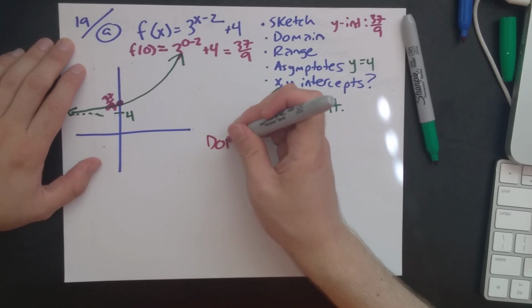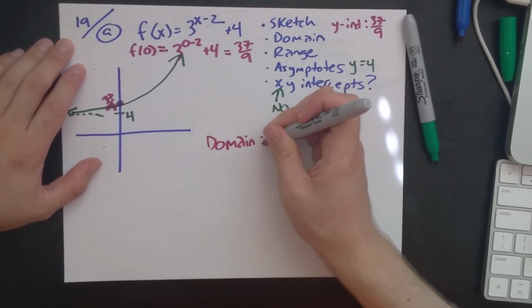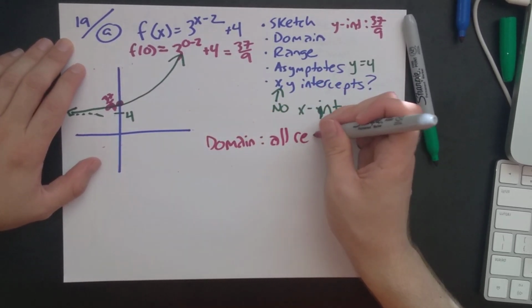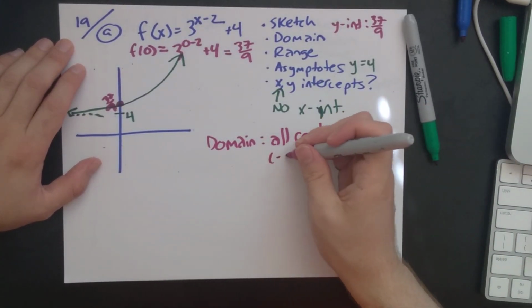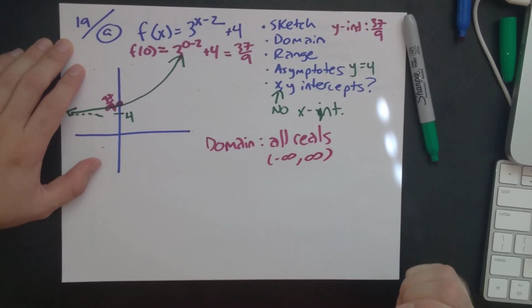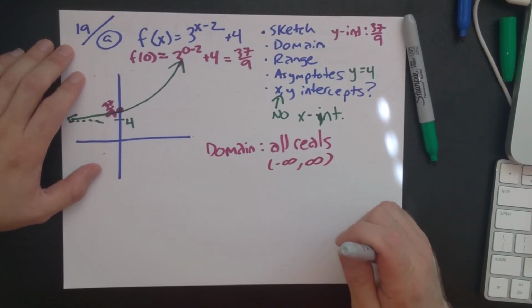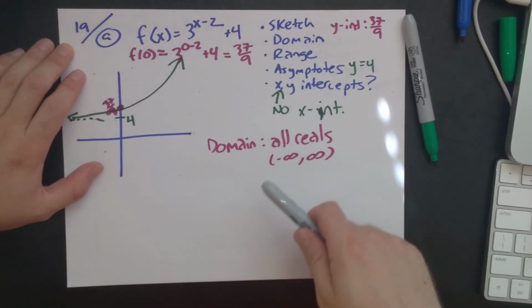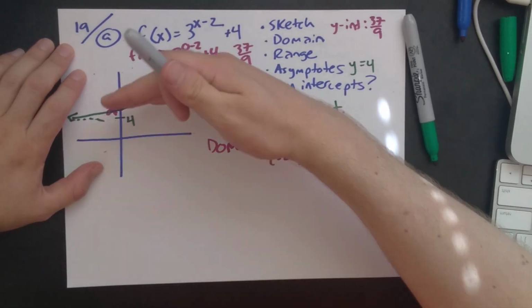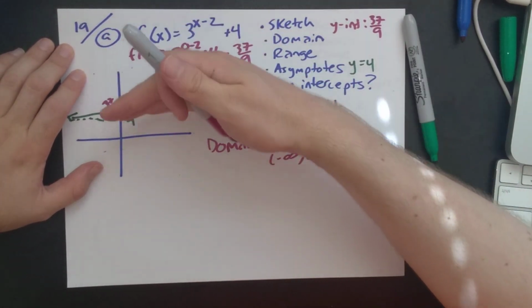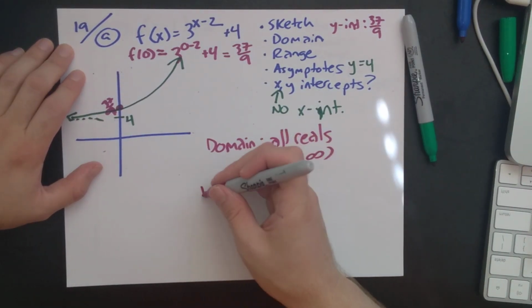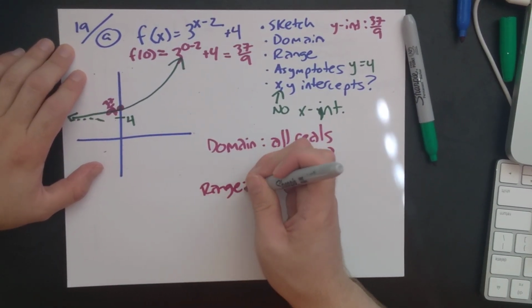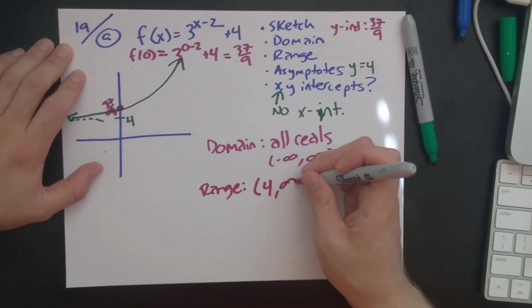So the domain is going to be all reals. So we can plug in any number we want into here, and life is good. So we can write it in interval notation. The range, what are the allowable outputs? It's all y values that are strictly bigger than 4. So the range is going to be 4 to infinity.